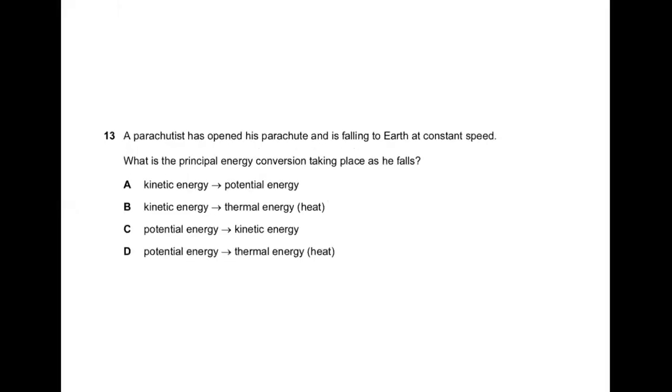The next question is about energy change, energy transfer. A parachutist has opened his parachute and is falling to earth at constant speed. What is the principal energy conversion taking place as he falls? The phrase here, constant speed, shows that kinetic energy is not changing. Therefore, potential energy is converting to thermal energy or heat. If the speed was increasing, then the option would be C, as potential energy would be converted to kinetic energy. But as it's constant speed, D is the correct option.